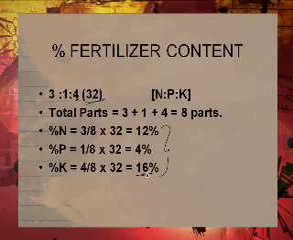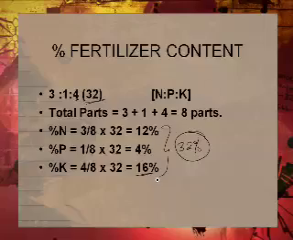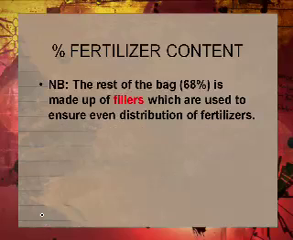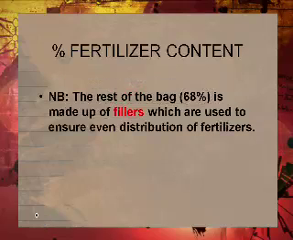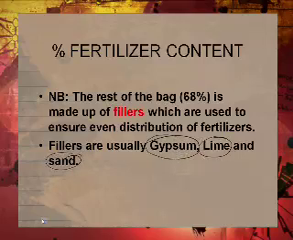And if you add these, 16 plus 4 is 20, plus 12 is 32%, which is the fertilizer content in your bag. But then the rest of the bag, which is 68% here, is made up of those things called fillers, which are used to ensure even distribution of fertilizers on the land. Now, these fillers are usually the following substances: gypsum, lime, and sand.